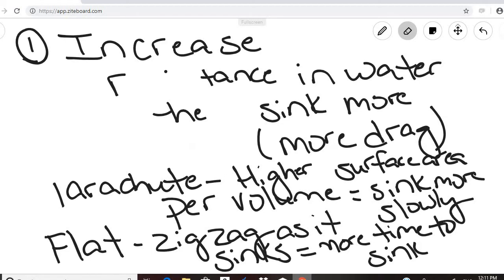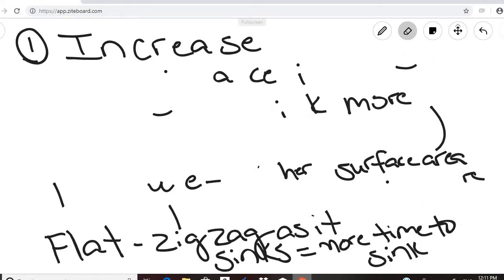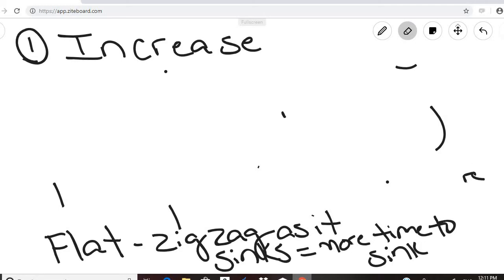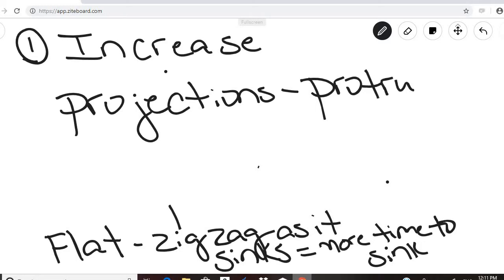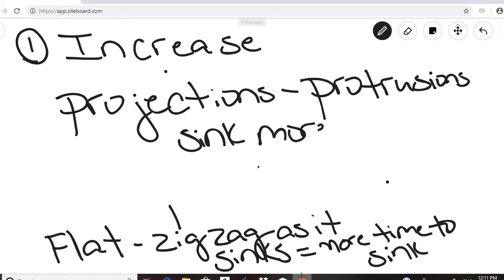And then in addition to these things, many of the, especially phytoplankton, will have projections on them or things that stick out on them. And those projections or protrusions make them sink more slowly. So all of these factors can help them to stay in the epipelagic zone so that they can do photosynthesis and so that they can stay there to get food.